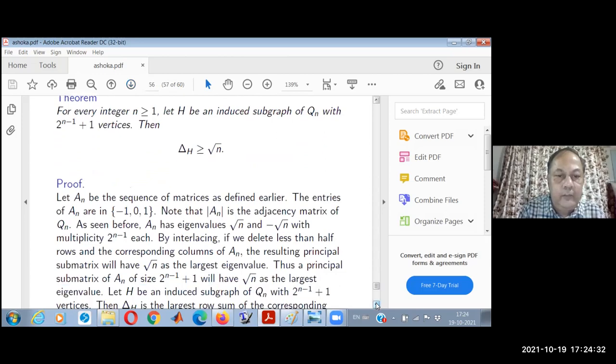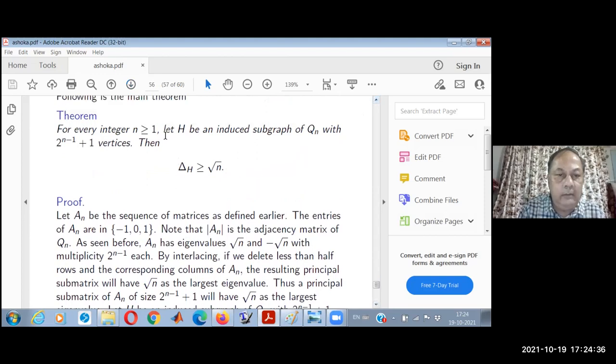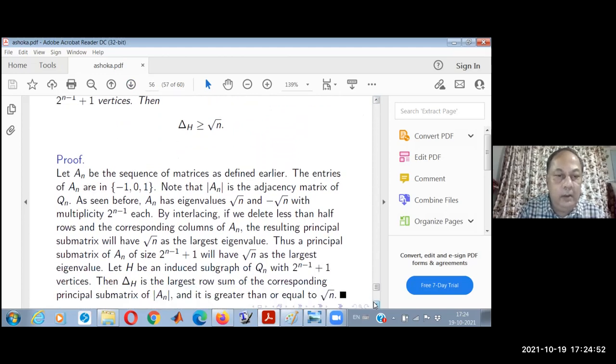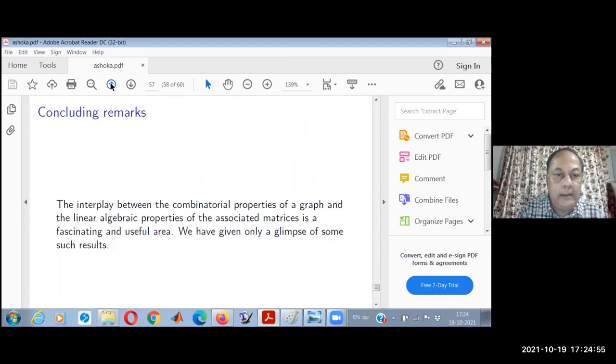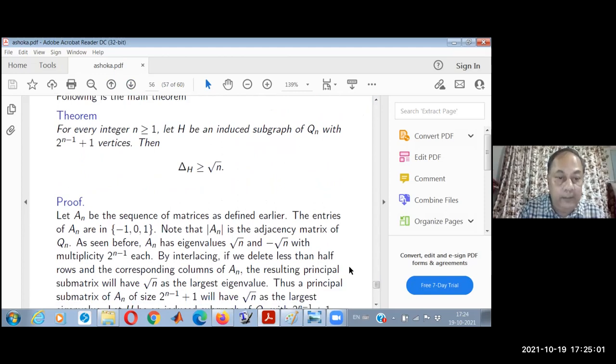So the idea is, let me repeat the theorem: let H be an induced subgraph of Qn with 2^(n-1)+1 vertices. Δ(H) denotes the largest degree in the induced subgraph, and that is at least √n. What I will do is first go to the adjacency matrix of the signed graph.